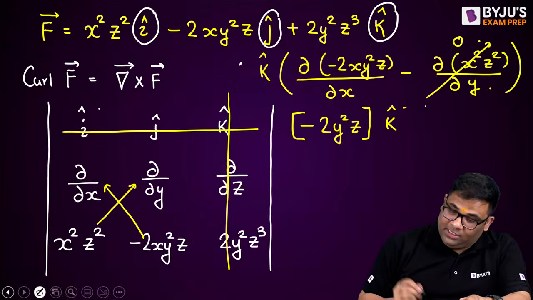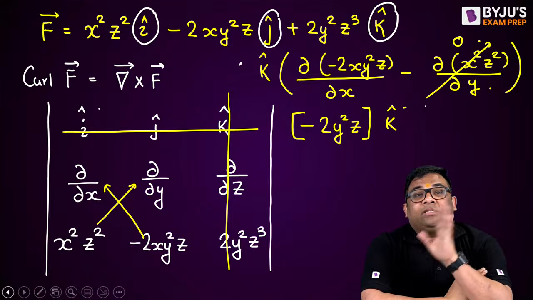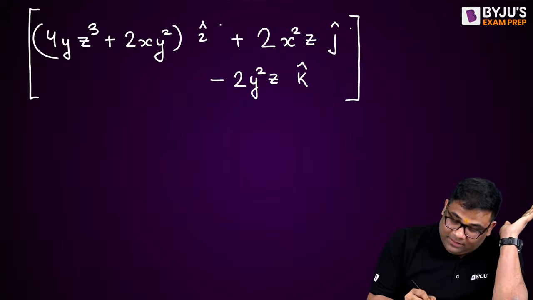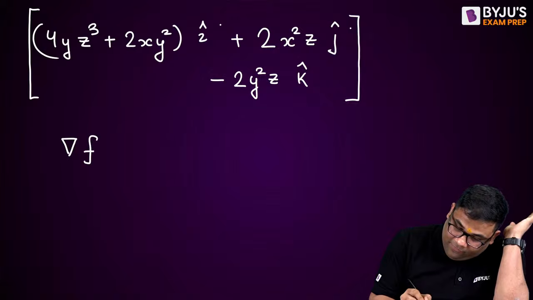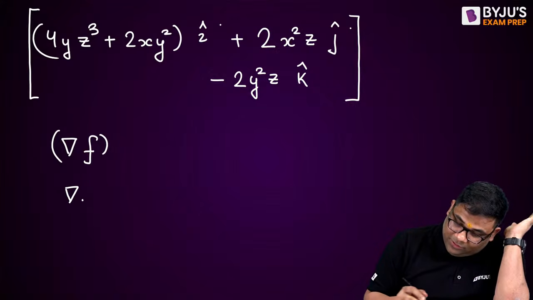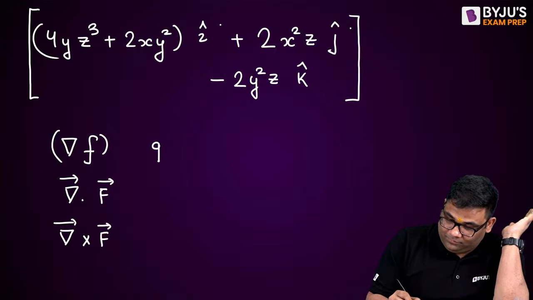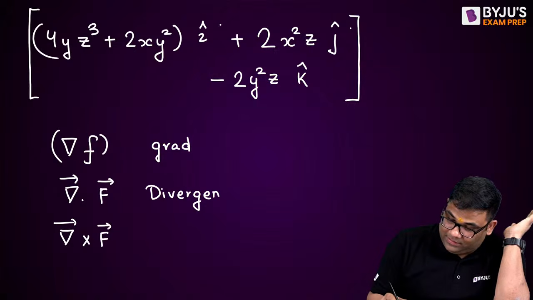So curl, everybody understood or not? So we solved three types of things, right? This is gradient of f. This is divergence of f, but this will be a vector function. And this is curl of f. Gradient, divergence, and curl.